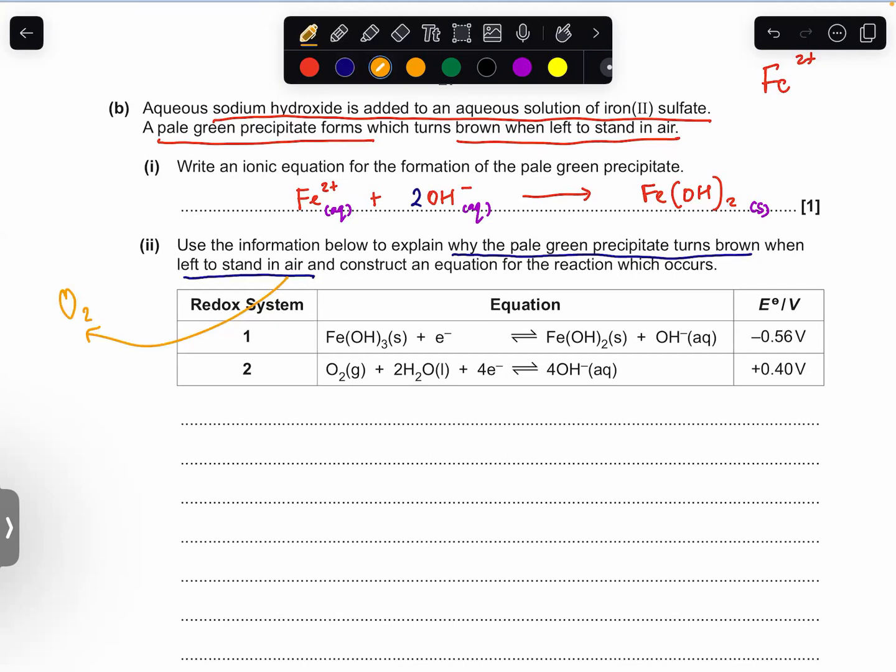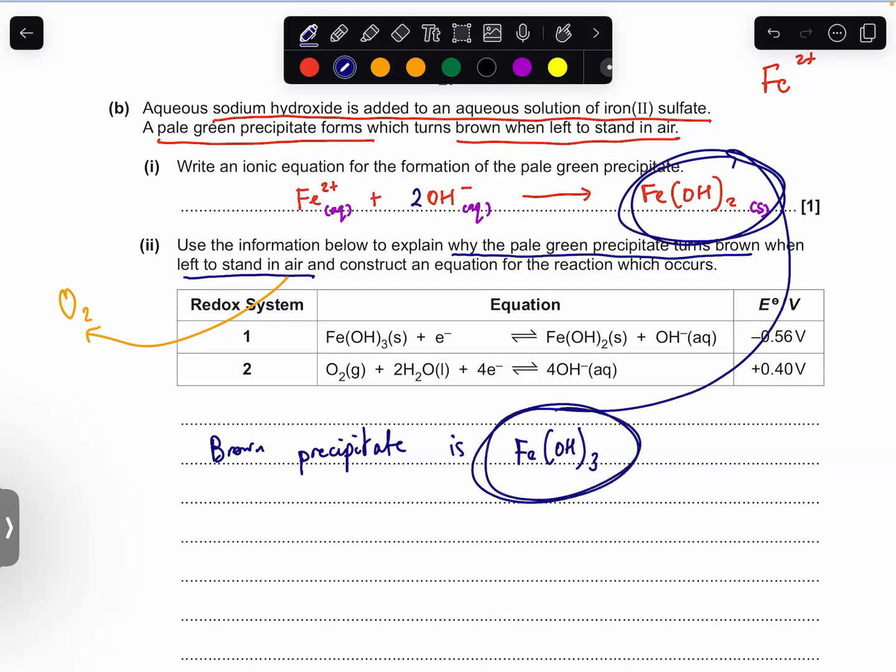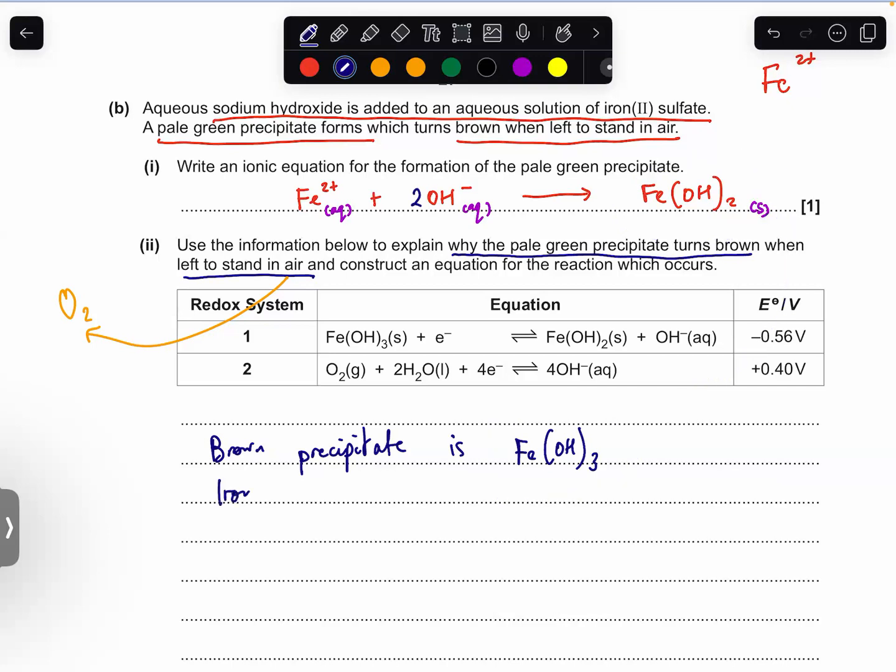Why does it turn brown? It turns brown, first of all, because iron 3 hydroxide is a brown precipitate, identifying what that precipitate is. How would you know that? Because you've learned the chart that I showed before. Brown precipitate is iron 3 hydroxide. How do you get from iron 2 hydroxide to iron 3 hydroxide? That happens because iron is oxidized.